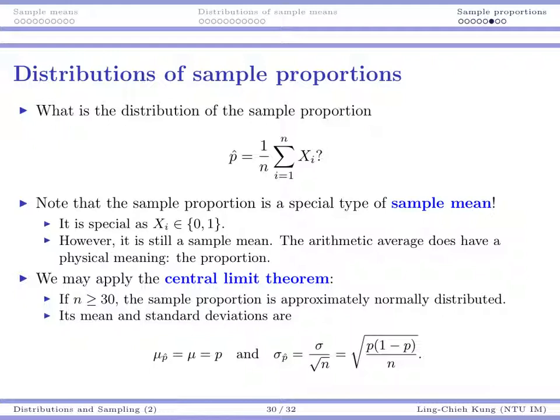And that means we may apply the central limit theorem again. I don't care about the population proportion, but as long as n is at least 30, we can say that the sample proportion is approximately normal. And then the mean and the standard deviation would be straightforward: just p, and following this formula, p times 1 minus p divided by n, taking the square root.